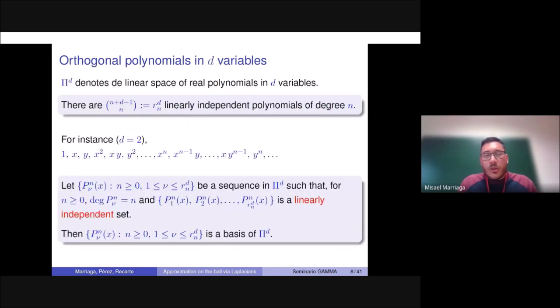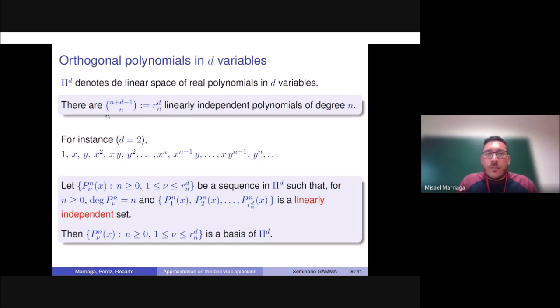Here I'm going to go a little bit more slowly, because this is the slide about orthogonal polynomials in several variables. In this, D is going to be the number of variables that I will be using, and pi super D just denotes the linear space of real polynomials in D variables. Something that does not happen in one variable is that in several variables there are many linearly independent polynomials of degree n. In one variable there's only one, but in several variables there are many.